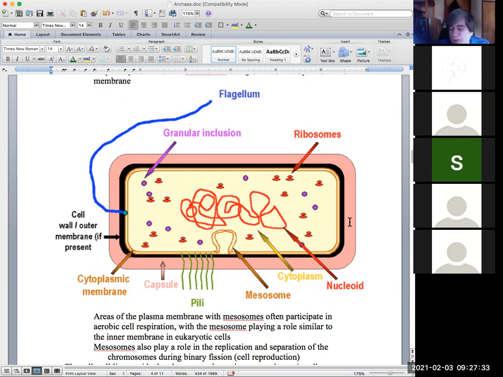It protects the cell from viruses. There are viruses that infect bacteria. Some of them can't get through the slime layer or the cell wall.